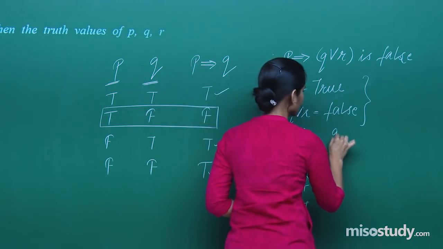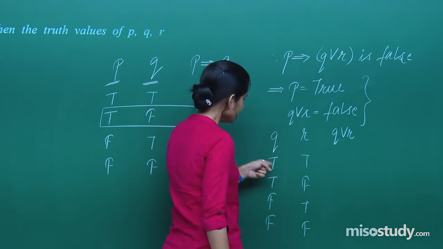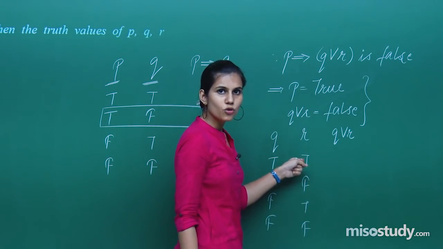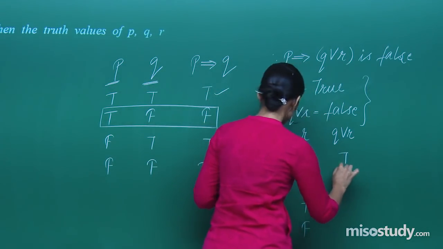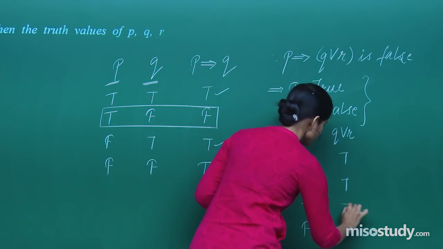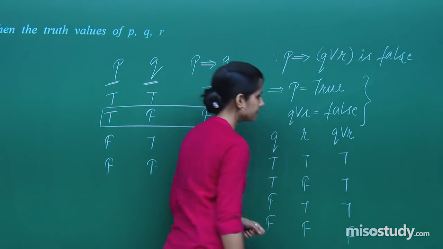Q or R, you know the truth table? When either this is true or this is true or both are true, then this is true. If even one is false, this is false. Here it is true, one is true, so true; one is true, so true; one is false, so false.